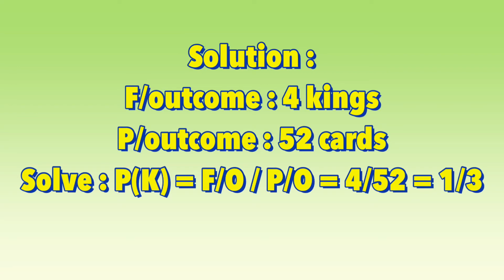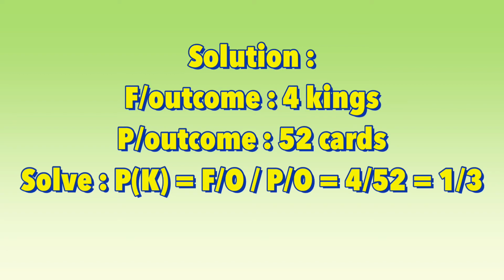Out of 52 cards, how many are kings? That will be our favorable outcome. Out of 52 cards, we have only 4 kings. So 4 out of 52 cards is our favorable outcome. To solve this, we will use the formula: probability of king equals the number of favorable outcomes over the number of possible outcomes, where the number of favorable outcomes equals 4 and the number of possible outcomes equals 52.